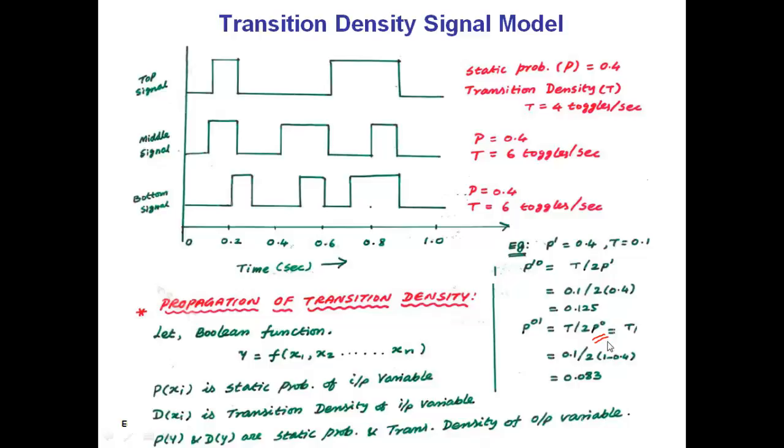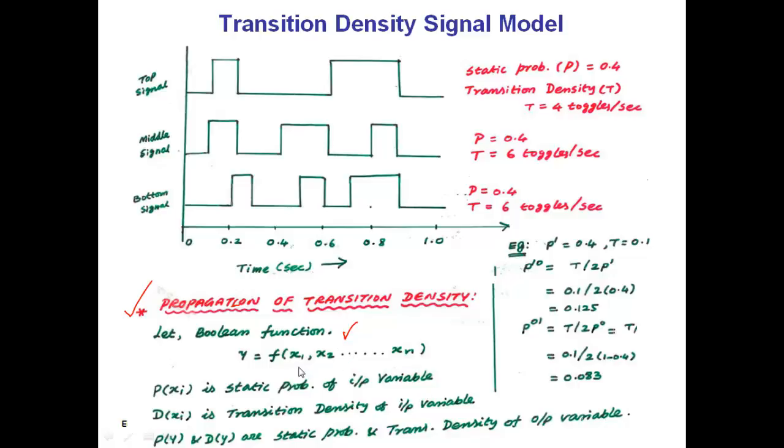If I know P of 0 is 1 minus 0.4, that is 0.6, I said 0.6 as the probability of P0, then I will be able to know, given the transition density, what is the probability of P01 occurring. This is how, T divided by 2P0, and I go for measuring this. Therefore, this sort of information gives you information about the logic signals. Now, the propagation of transition density we have seen already, and we will go for just recalling them.